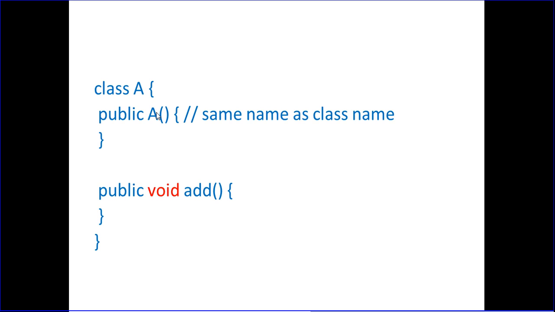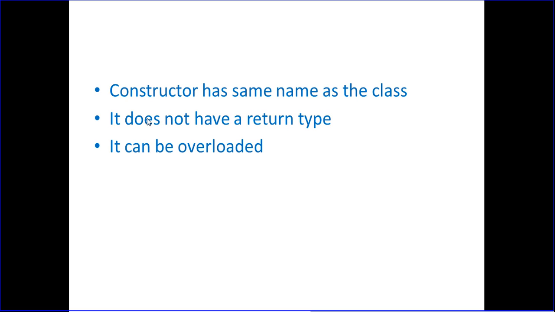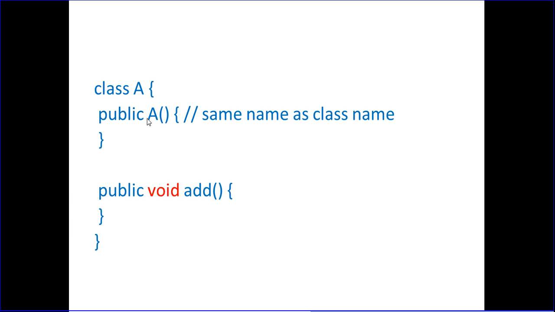And when I say it does not have a return type, observe in this function, it says public void add. The void, which is in red color, is the return type. For all the functions, a return type is mandatory. Either it can be void or integer, or it can be float, string, whatever you want. But observe in this part, the constructor doesn't have a return type. The constructor can also be overloaded. Let's see what I mean by overloading it.